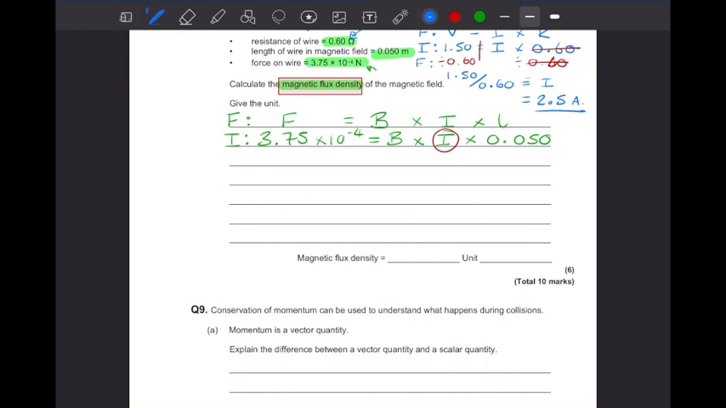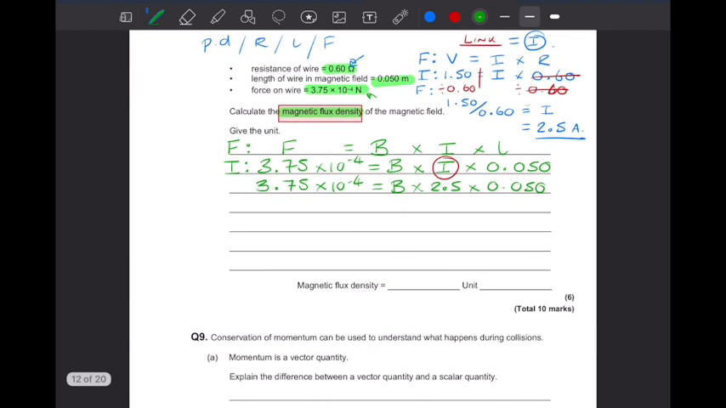So I'm going to go back to my first formula and write it in, but I'm going to replace the I now with that 2.5. So my full input is 3.75 times 10 to the minus 4 is equal to B times by 2.5, because that's our current value, times by 0.050. And I'm now at a point where I can solve this because I've got only one unknown value, which is B.